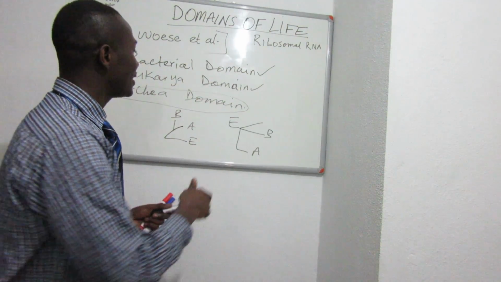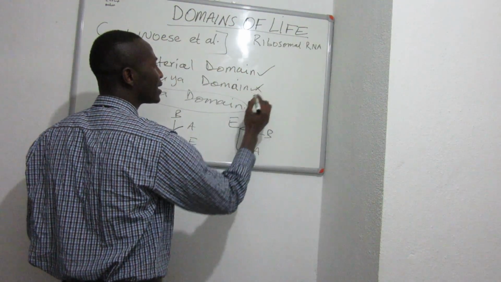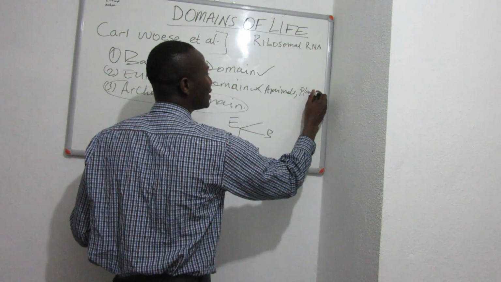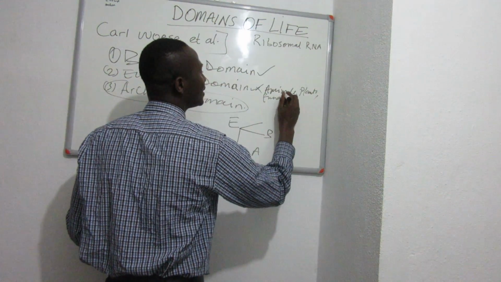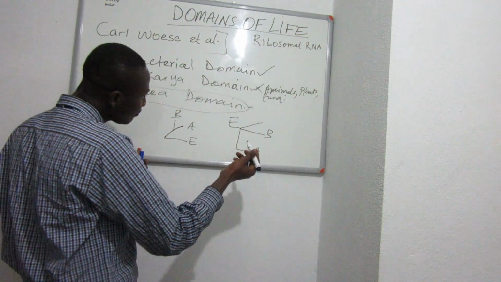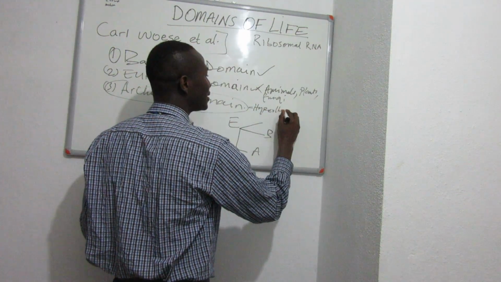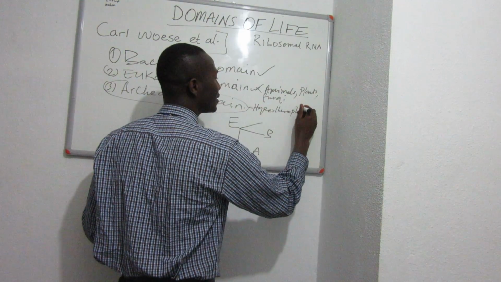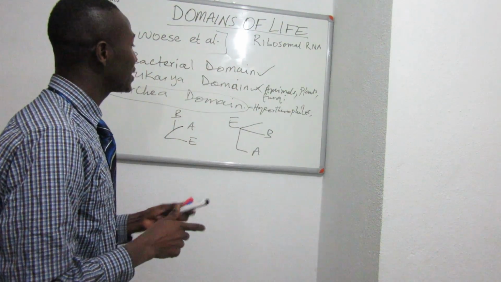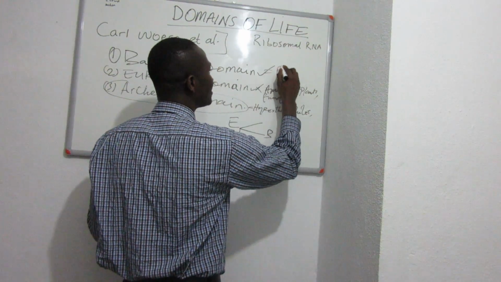So this is it. Examples of organisms that fall under the domain of eukarya are ourselves, animals, the plants, and the fungi. And in the archaea, we can have some forms of bacteria like the hyperthermophiles. The hyperthermophiles, the thermophiles, all those ones are under the archaea domain. And the bacterial domain is where we have our friends, the bacteria.